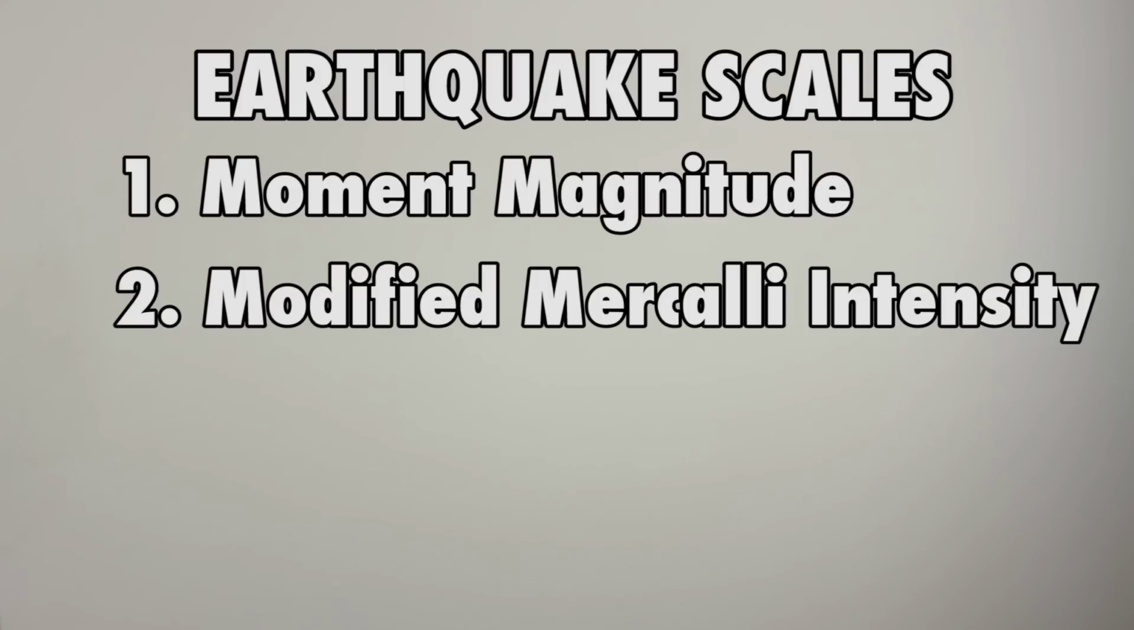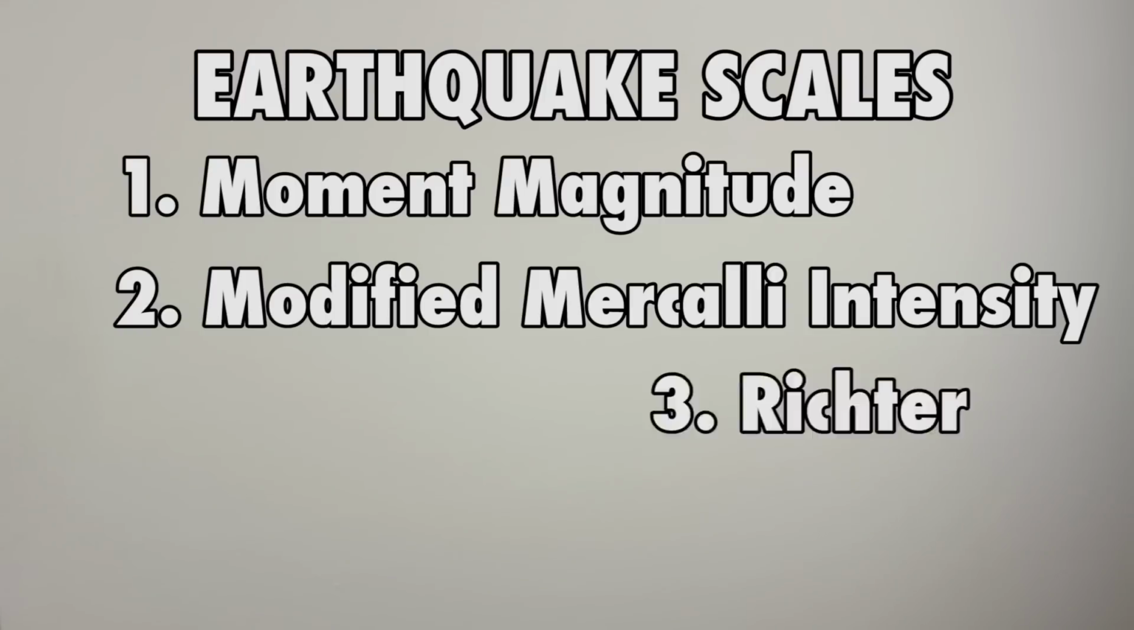1. The moment magnitude scale. 2. The modified Mercalli intensity scale. And 3, and most famously, the Richter scale. The Richter scale was originally designed to work only in California, using a formula that determines magnitude from the logarithm of the largest recorded wave.